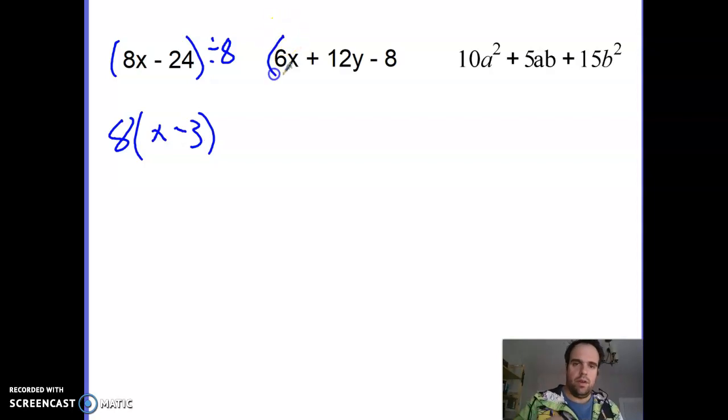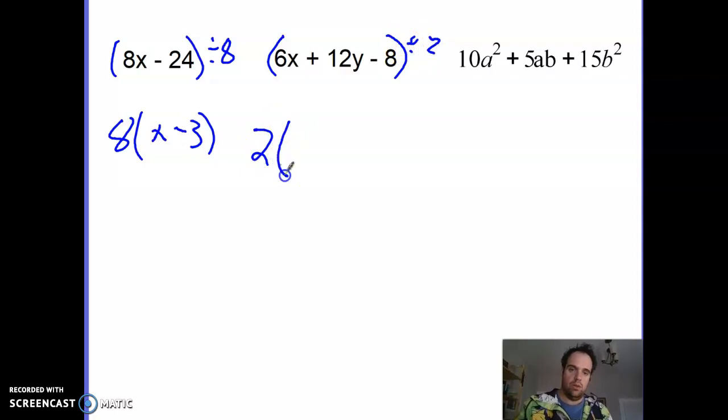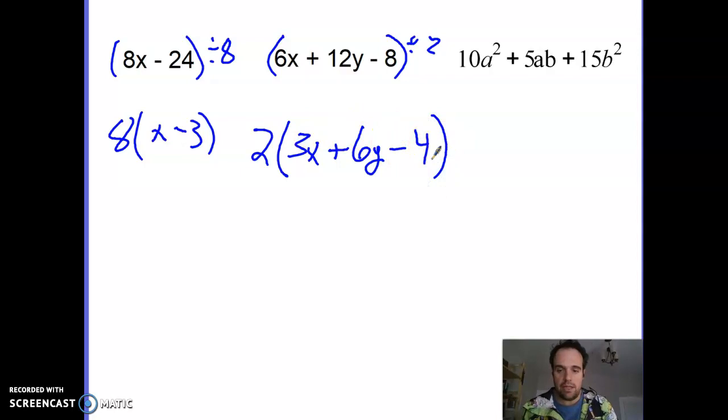For your next one, you have to figure out what is the biggest thing that you can take out of all 3 terms. I was going to say 6 because 6 can go into both 6 and 12, but 6 can't go into 8. So I kind of got to drop my expectations a little bit. The biggest number that I can take out of all of these is going to be a 2. So I'll take that 2 out. 6x divided by 2 is 3x. That x is still there. I didn't take it out. Positive 12y divided by 2 is positive 6y. Negative 8 divided by positive 2 is negative 4. It's worth checking to see if I can factor again. I look at 3, 6, and 4. I can't take anything else out, so I'm done there.